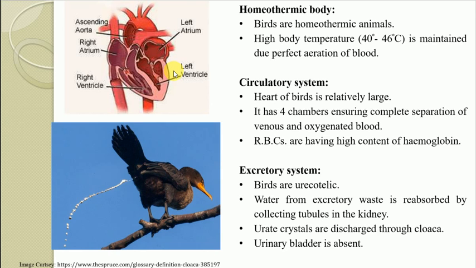Moreover, the RBCs have a higher content of hemoglobin than those of any other vertebrate or chordate organism. This also gives them maximum efficiency to carry oxygen to fulfill the demand for oxygen due to flight. So this is again the modification of the circulatory system.